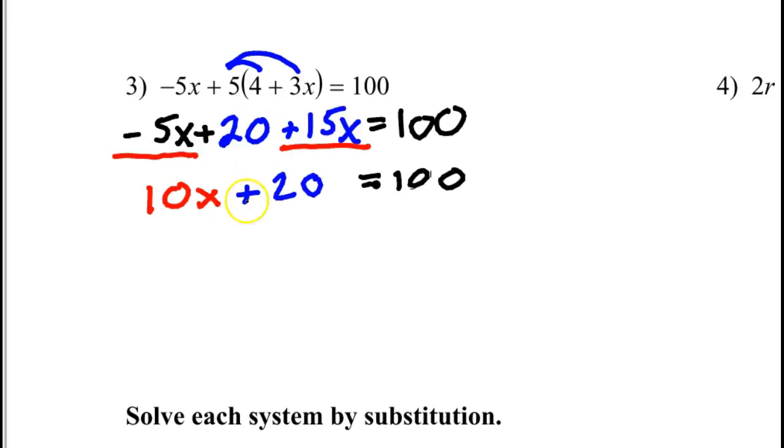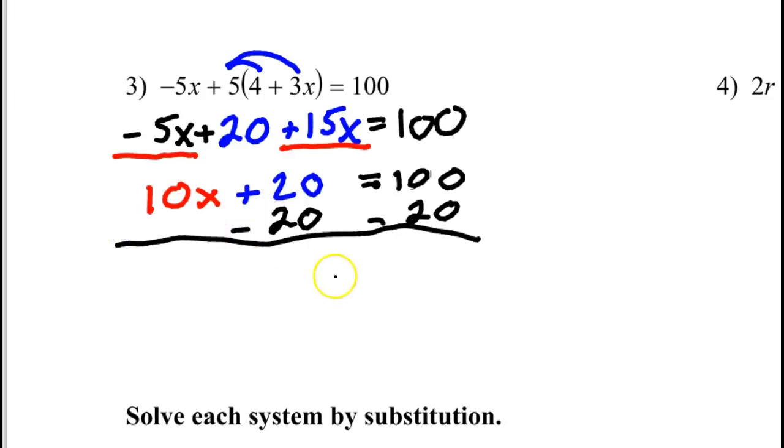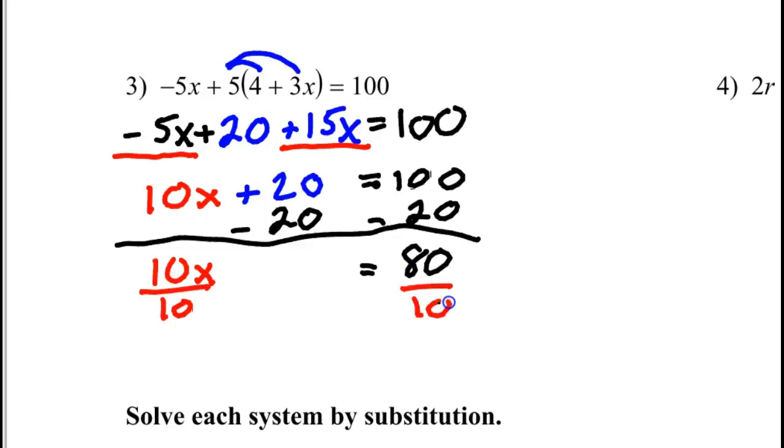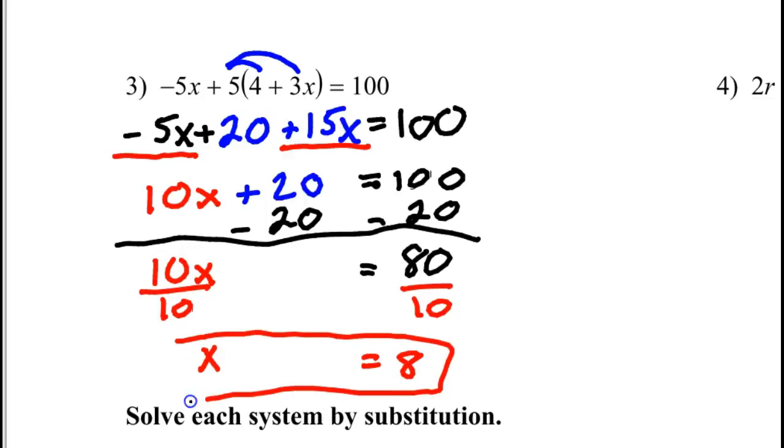Now we can add or subtract. This time it's a positive, so we're going to do a negative. Minus 20 both sides. And we have left over 10 times what? Equals 80. And then divide both sides by 10 to prove that the answer is equal to 8. Okay?